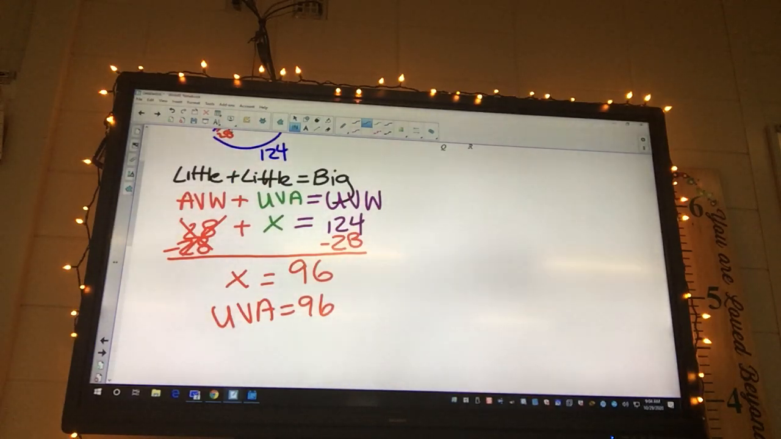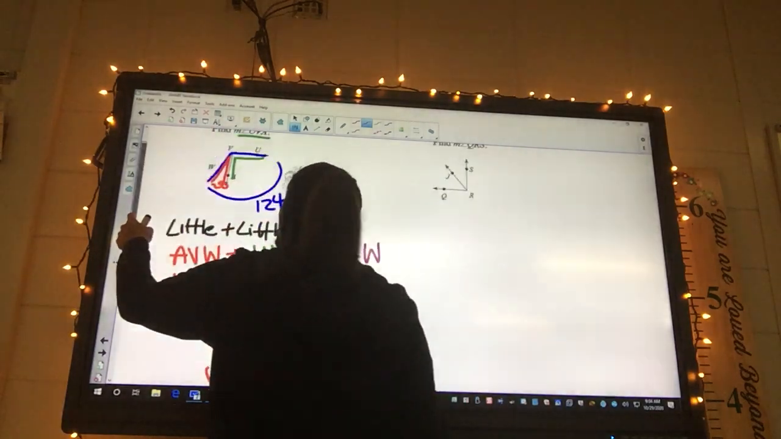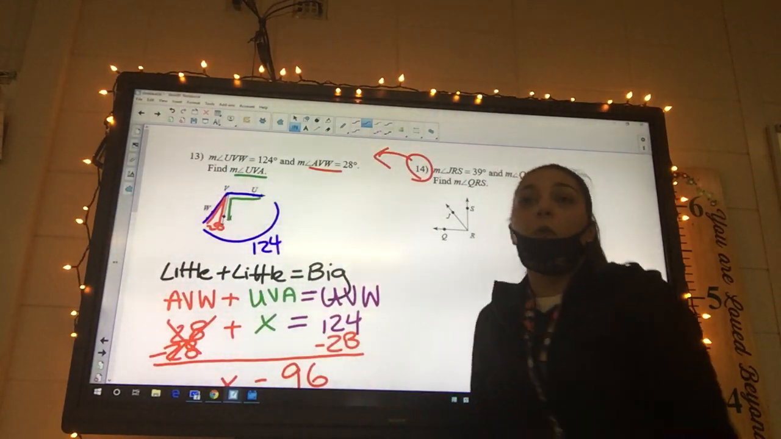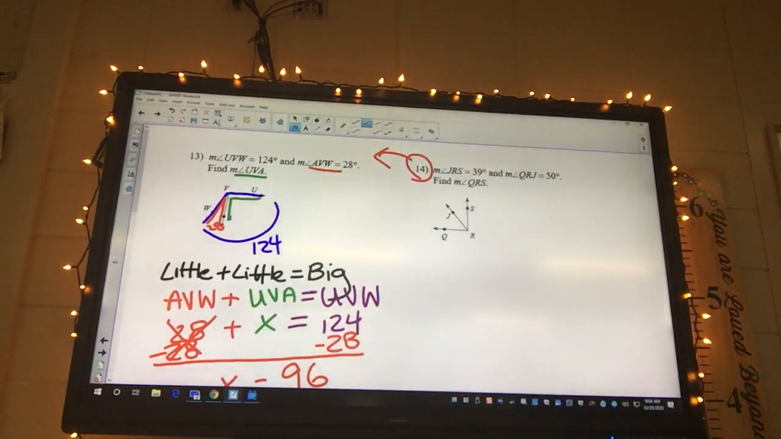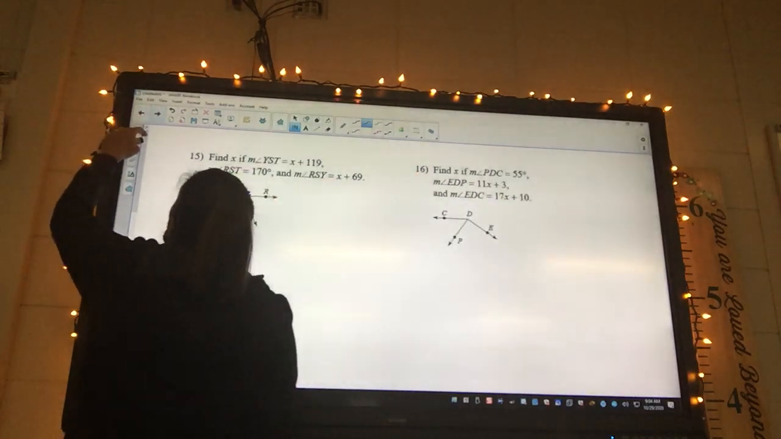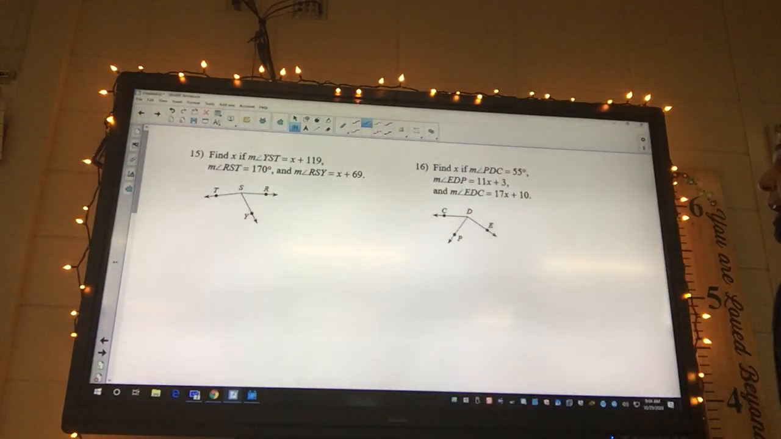Okay, 14, you're going to do. It's another just degrees problem, so it's going to be set up pretty closely to that one. And then go to 15. 15 says find x.